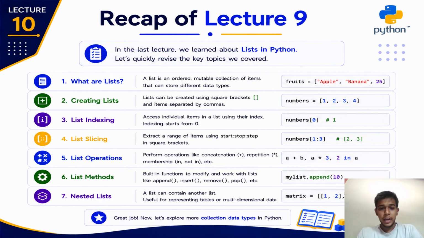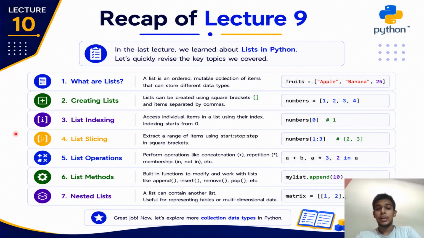As I told you, before we start today's new topic, let's make a quick recap of what we learned in lecture number 9, where we studied lists in Python. A quick revision helps us remember previous concepts and makes learning new topics much easier. First, we learned what lists are. A list is an ordered and mutable collection of items. It can store different types of data such as numbers, strings, Boolean values, or even other lists.